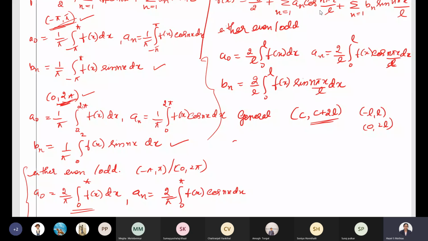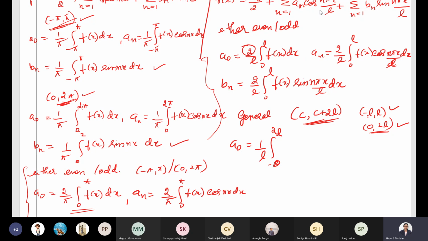Same formula, just see here. A naught will be, we will not be writing this 2. We will be writing 1 by L and this interval, whatever may be the interval which is given, that we will be writing. Suppose if it is minus L comma L, we will write it as minus L comma L. Suppose if it is given 0 comma 2L, we will write it as 0 comma 2L.